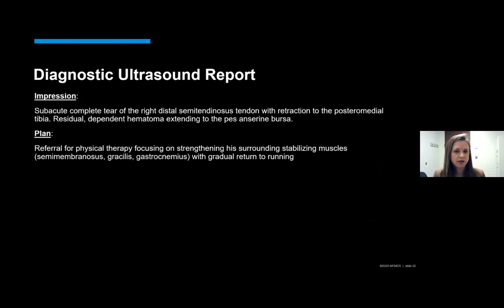And then the impression is where we can use the ultrasound findings in the context of the clinical presentation to make an interpretation. So this patient had a subacute complete tear of the right distal semitendinosus tendon with retraction to the posteromedial tibia. And there was residual dependent hematoma that was extending to the pes anserine bursa. And then lastly, it's nice to also include just a plan for the patient and next steps in management, either with follow-up with the referring provider or further management per the sonologist.